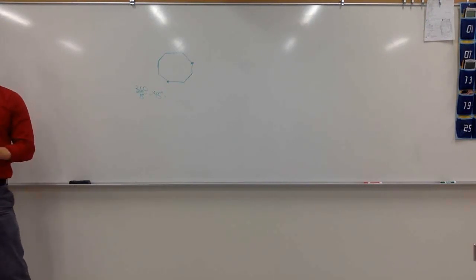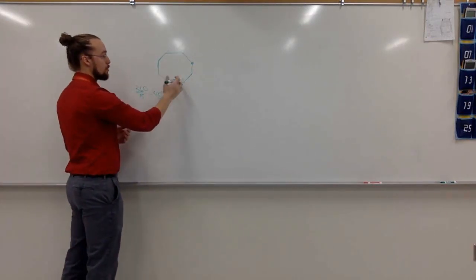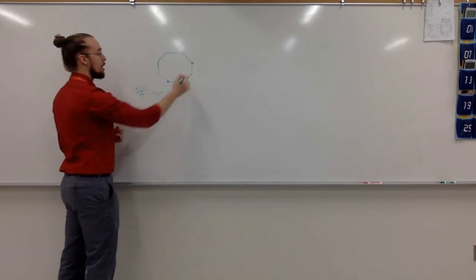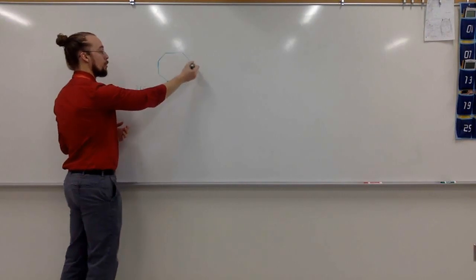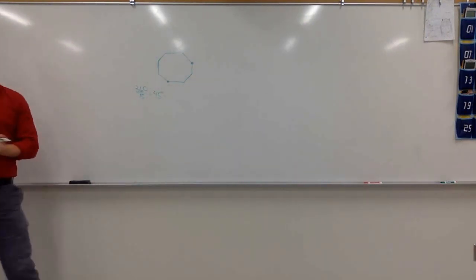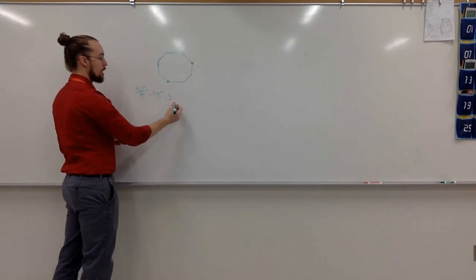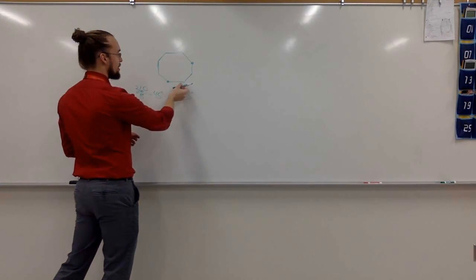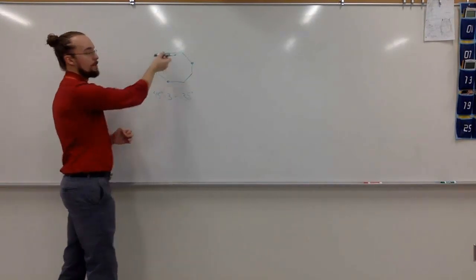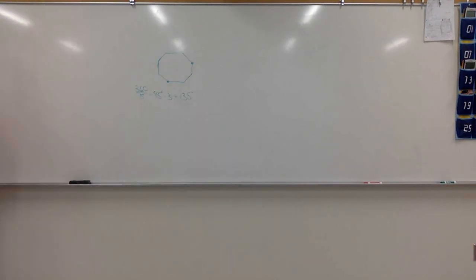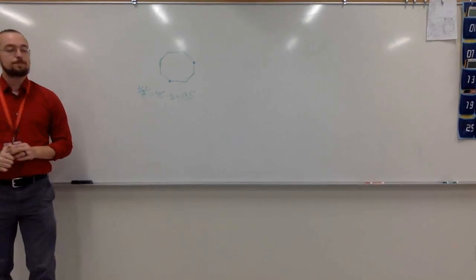It's a good point. I didn't specify which direction to go. If I asked you to go this way, which would be clockwise, it would be times 3. But if we asked you to go counterclockwise, it'd be times 5. Yeah, you're right. Sorry. Counterclockwise. You do 360 minus 135 to get the other one.